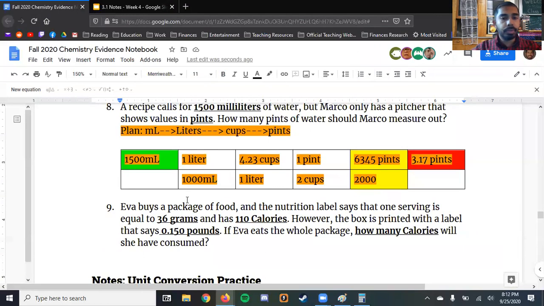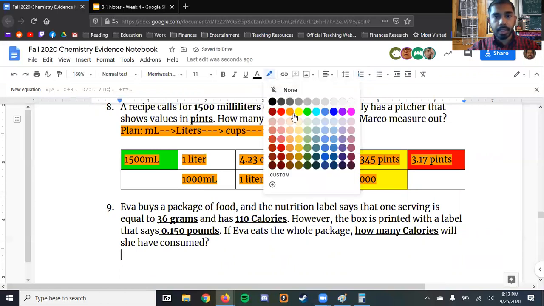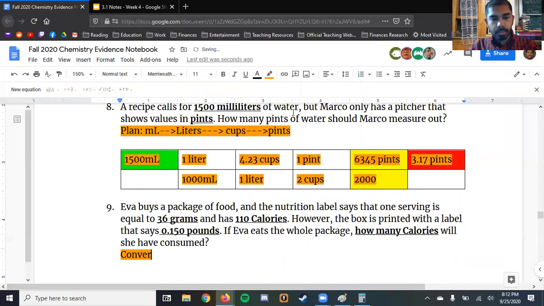Ava buys a package of food. The nutrition label says that 1 serving is equal to 36 grams and has 110 calories. So here's a conversion factor for you. Make a note of it. You've got conversion factors, and let's go ahead and highlight these. What are the conversion factors? You have 1 serving equal to 36 grams. That's a conversion factor. 36 grams is equal to 110 calories.